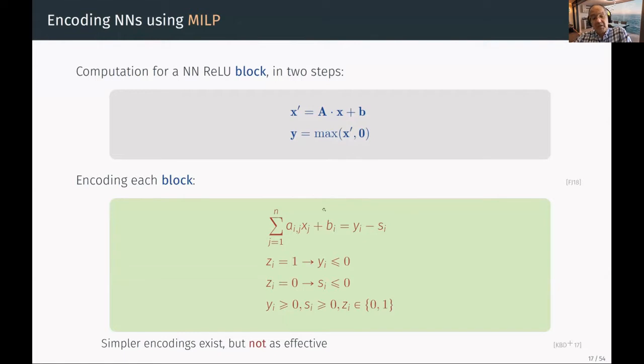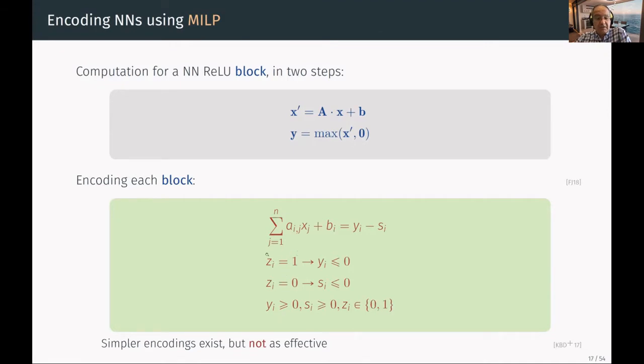And this summation can be positive or negative. So what I'm going to do is represent this summation as the difference between two positive variables, yi and si. And this works like this. If the summation is positive, I'm going to put the value in the output. If this summation is negative, I'm going to put it in what is called the slack variable, so that I cancel the value and yi is set to 0.